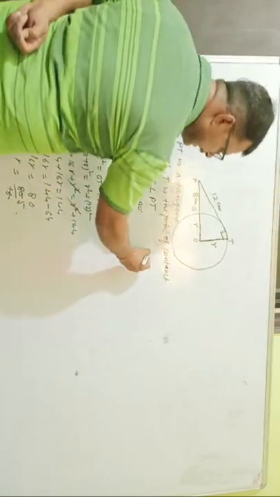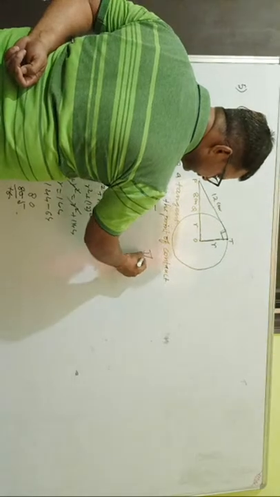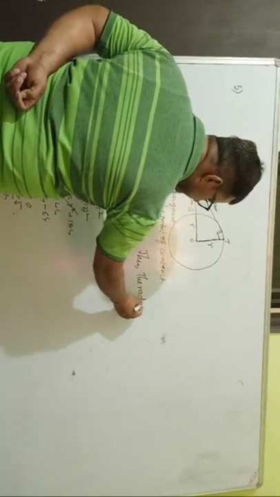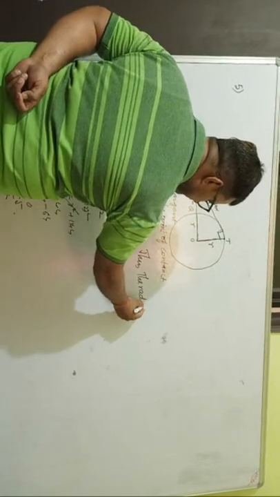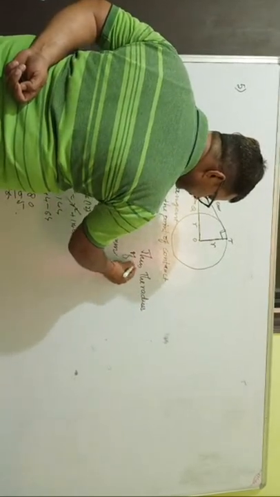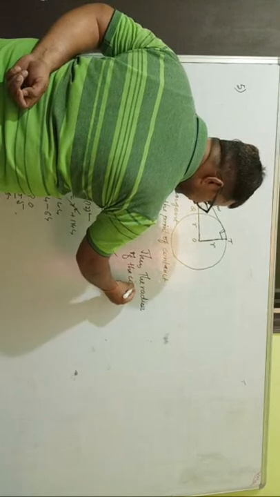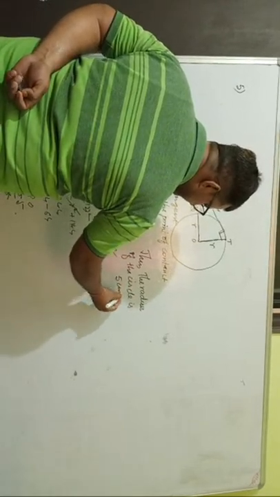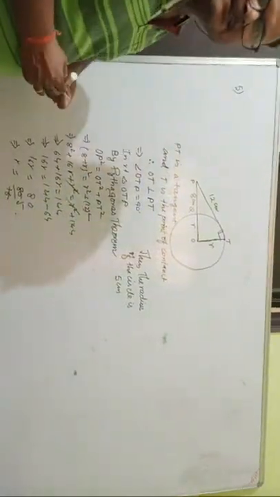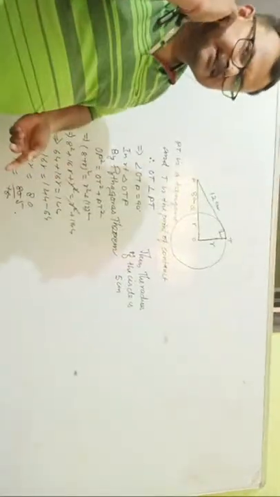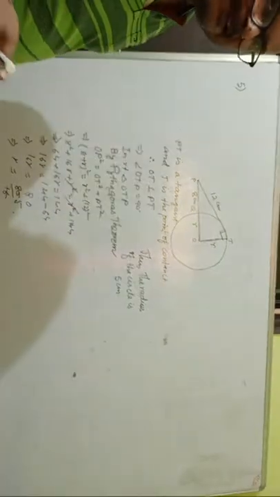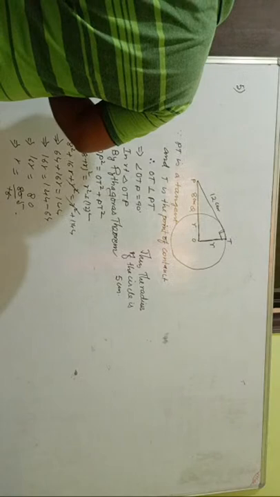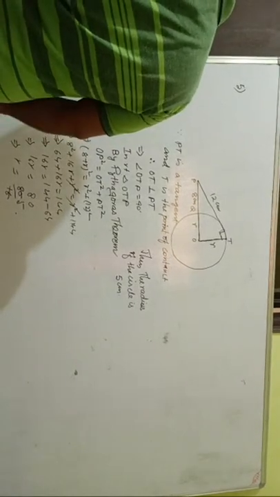At the end, you will write that thus the radius of the circle is 5 centimeter. I hope you get it. This was the question based on geometry in section A. One more question is left in this, you will try to understand. That is again based on quadratic equation.